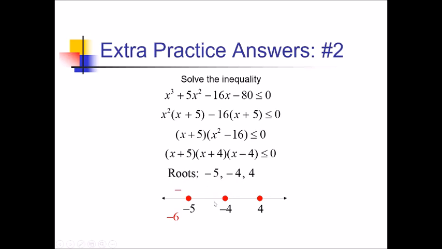And now a number between negative 5 and negative 4. Let me use negative 4.5. So negative 4.5 plus 5 gives me a positive.